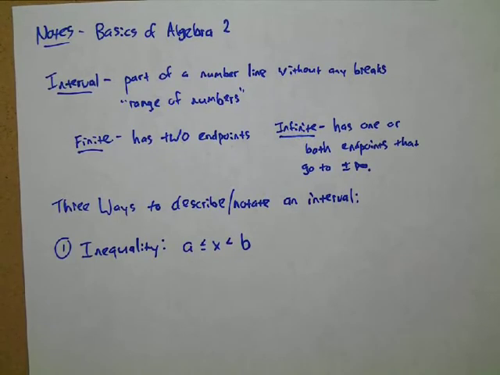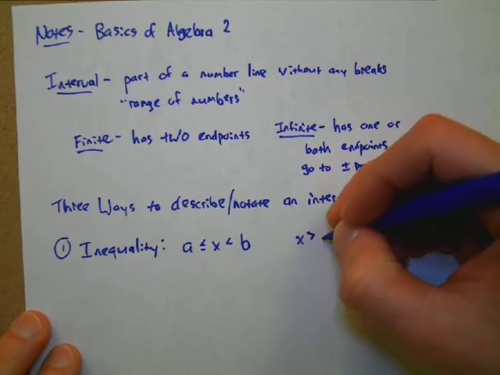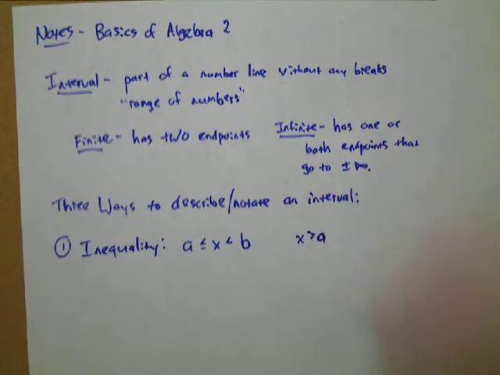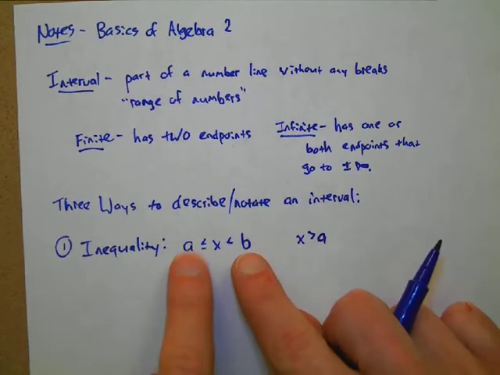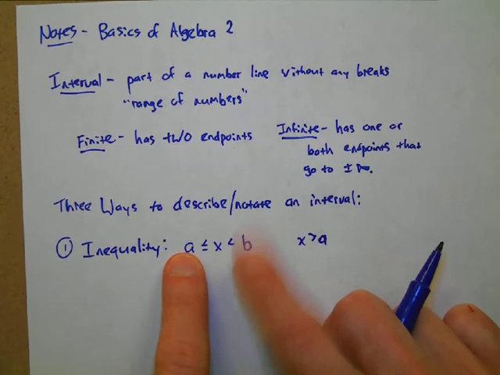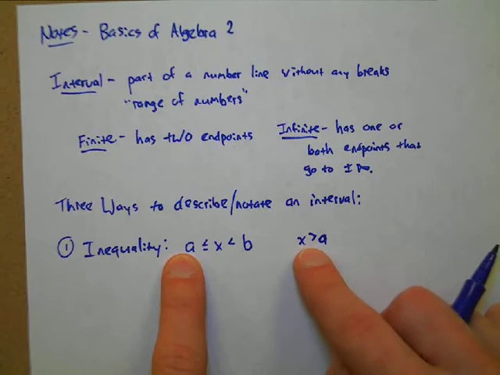Okay, I'll do a couple more examples here. We could also have just a single inequality too, right? That's another way to describe an interval. So just all the x values that are greater than a. Okay, another way to describe an interval of numbers. Here we have very clearly two, a starting point and a stopping point, right? But here, we kind of have just a starting point, I guess you would say.